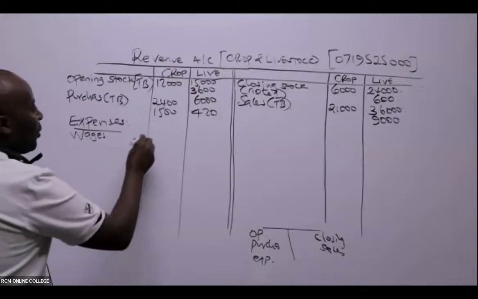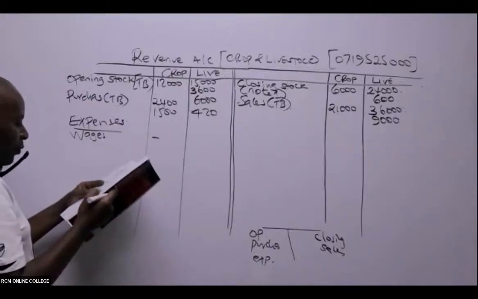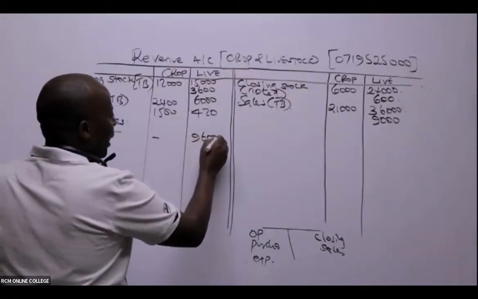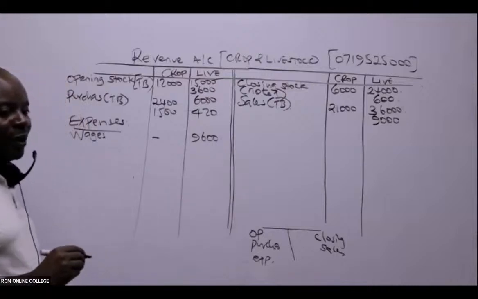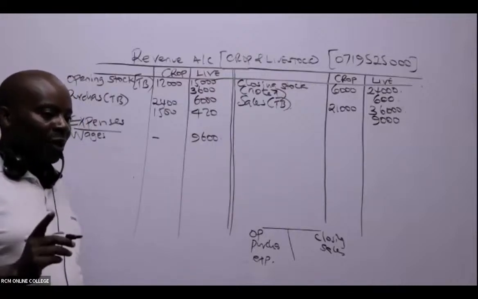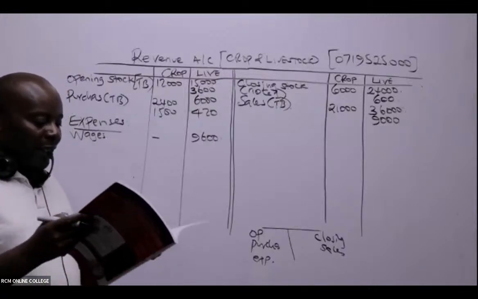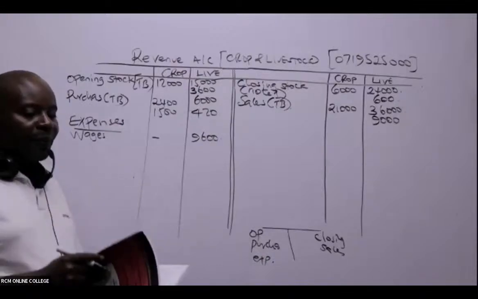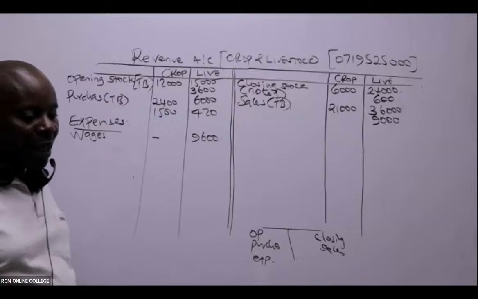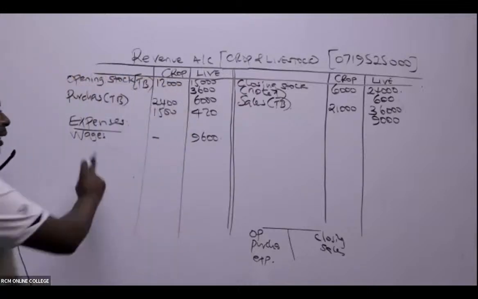Wages, I don't have wages for crops, but I have wages for livestock, which gives me 9,600. Up to there, are we together, ladies and gentlemen? Are these guys following? Yeah, these are direct expenses.